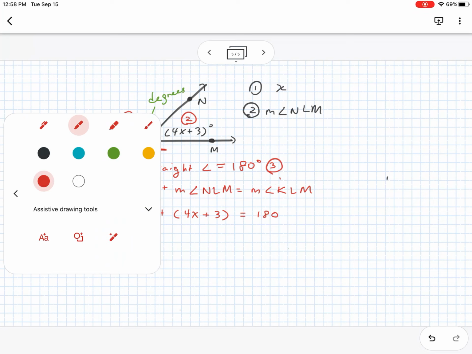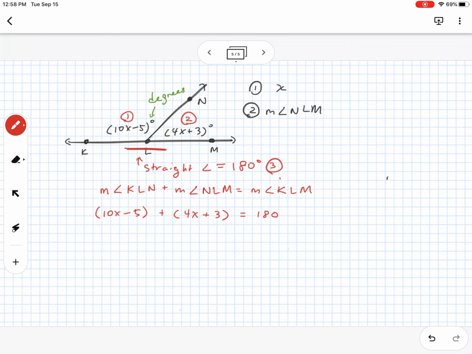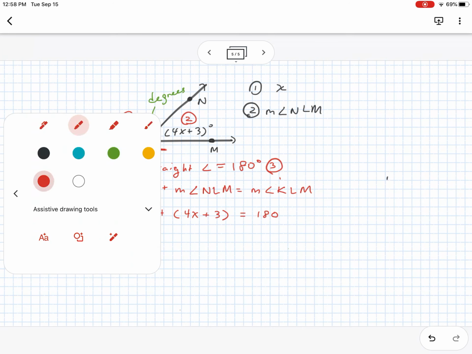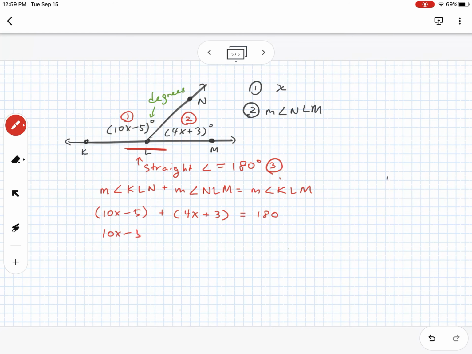But from here now we do a little bit of algebra. So we can get rid of the parentheses because we don't see any negative symbols that would mess with it. So we're happy with the 10x minus 5. We're happy with the 4x plus 3. And we know that has to equal 180. And then from here, we can combine like terms. So all the terms that have letters in them, we combine them. And then all the numbers that are alone, we combine them.